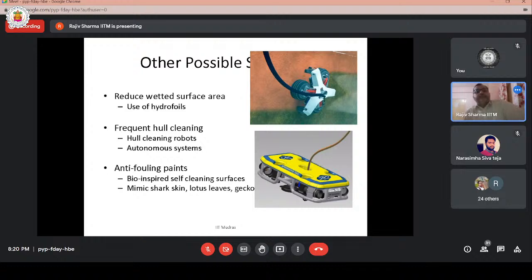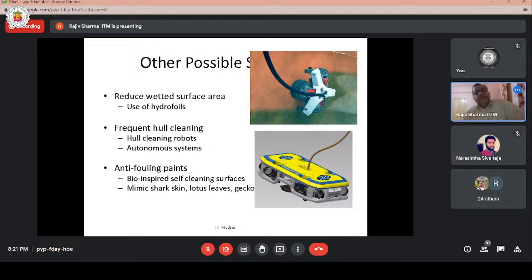Other possibilities: reduce the wetted surface area. That means you have a ship, utilize the artificial lift concept. With a proper lift provided by the aerofoil, the surface of the ship will come out. So you will reduce the surface area. So wetted surface area reduction, use of aerofoils, hydrofoils.